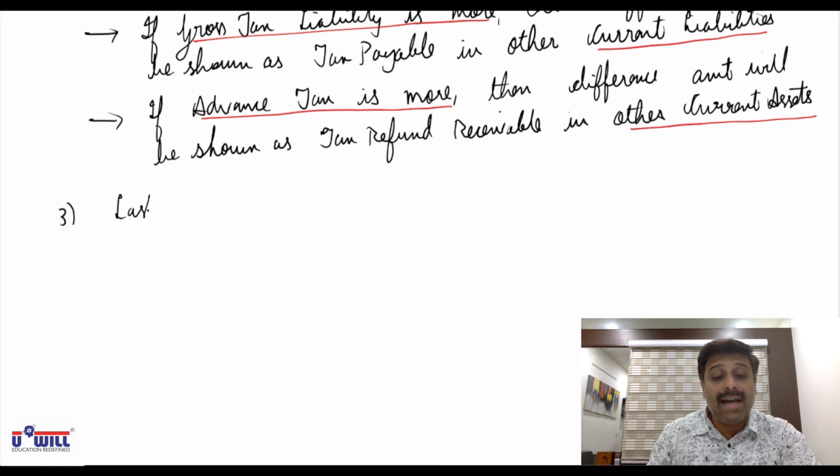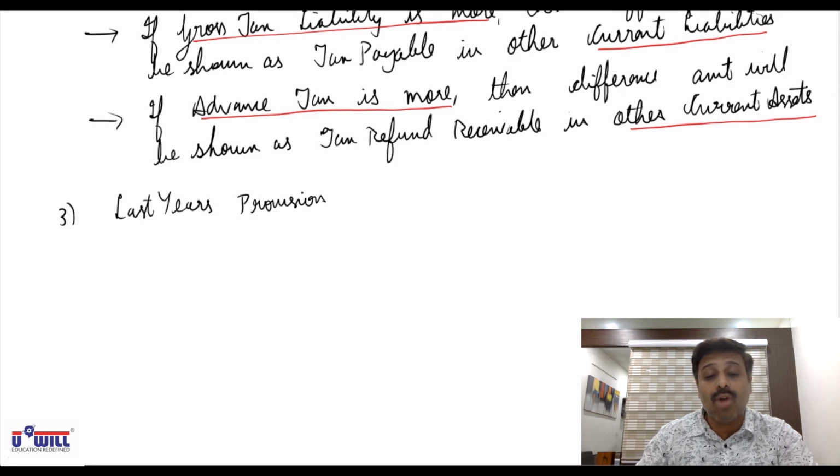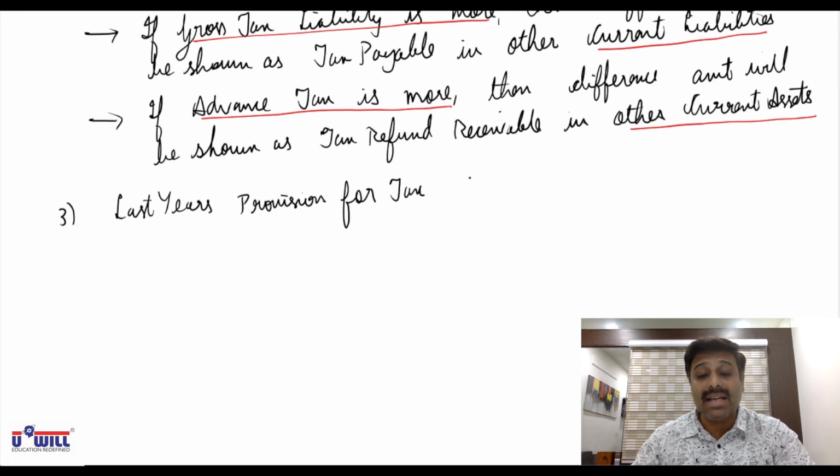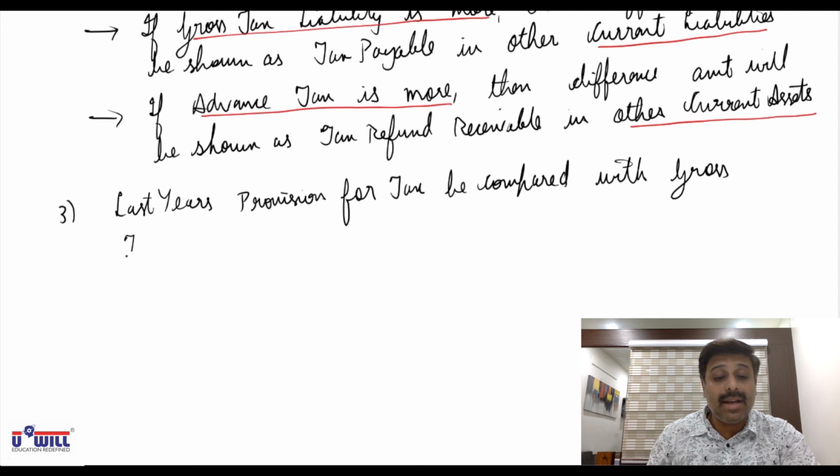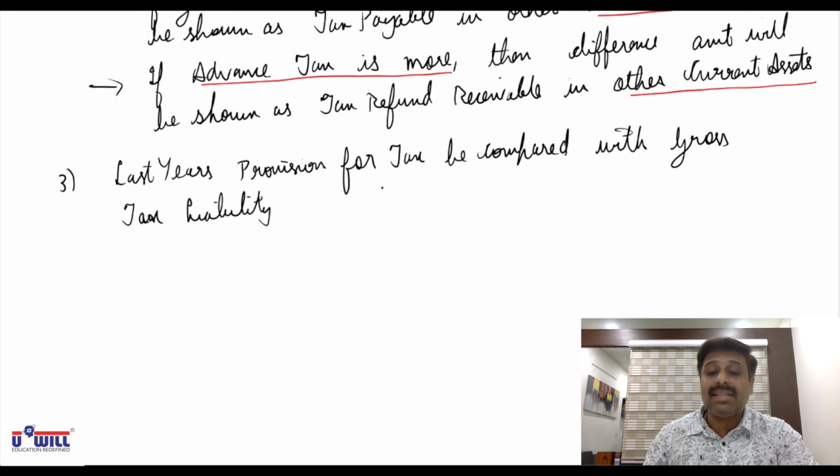Last year's provision for tax, this we all have to directly remember from the long questions point of view, because we are not going to make the ledger accounts. So last year's provision for tax should be compared with gross tax liability. Now here again two situations are possible.